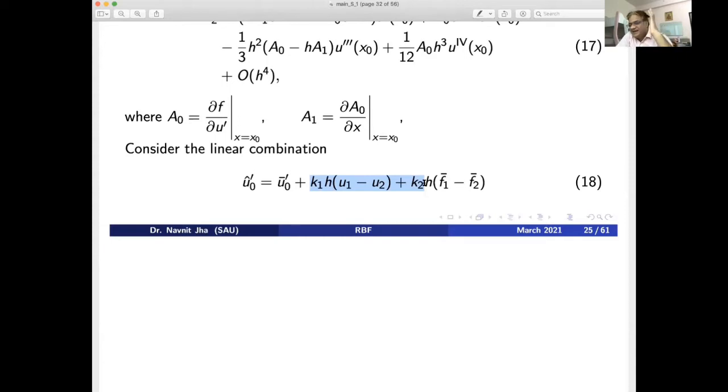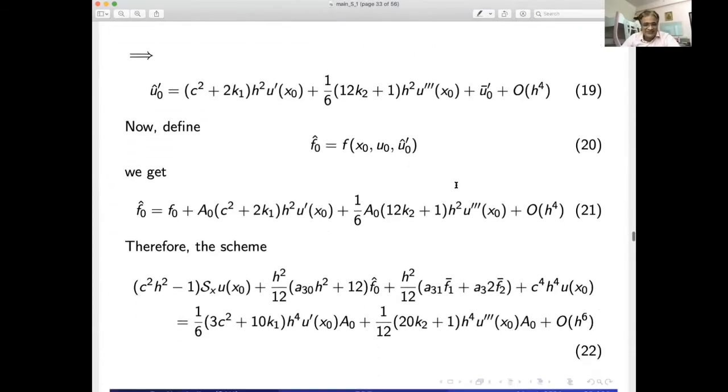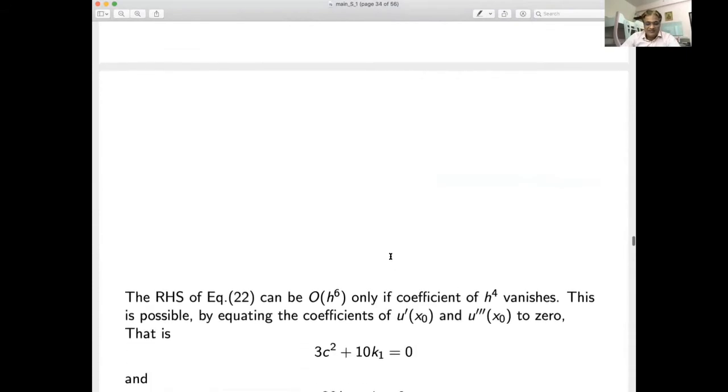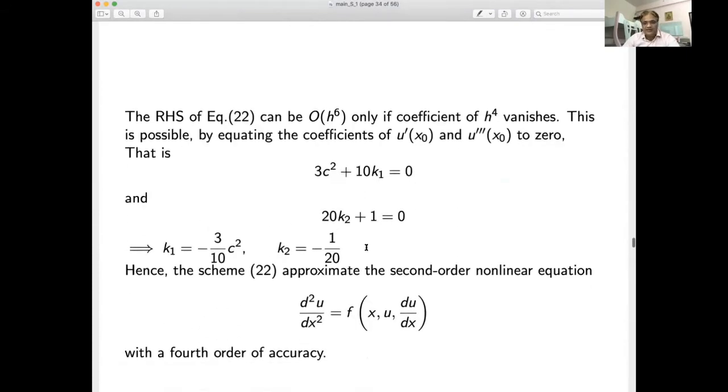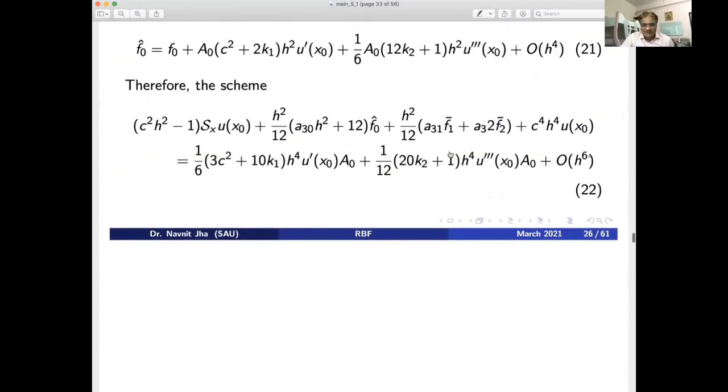So this is an undetermined parameter that we have determined at a later stage, whose value comes out to be this. So for this value of k1 and k2, if we put it in u prime cap, it gives you a fourth order scheme. That is, these two terms are vanishing out. Here these two terms are vanishing. We are left with h6 only.